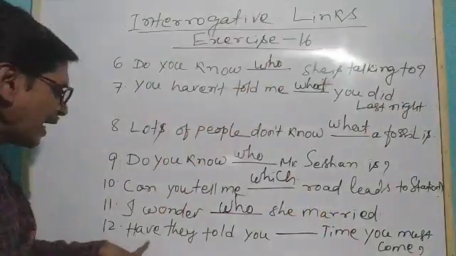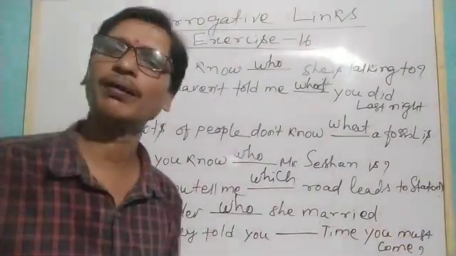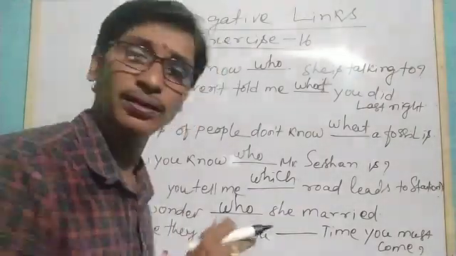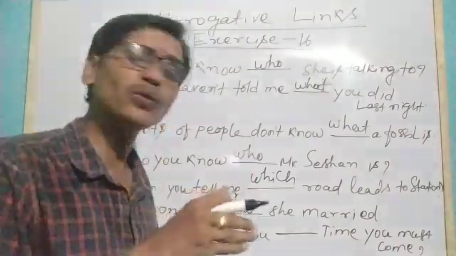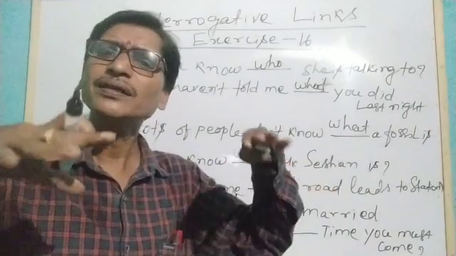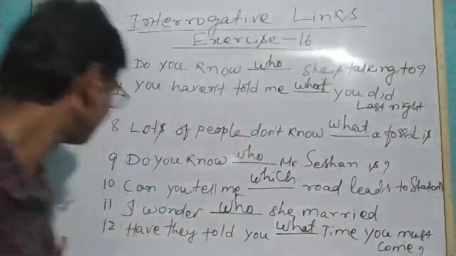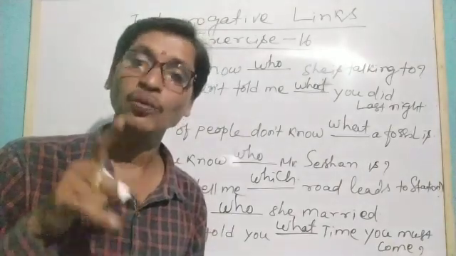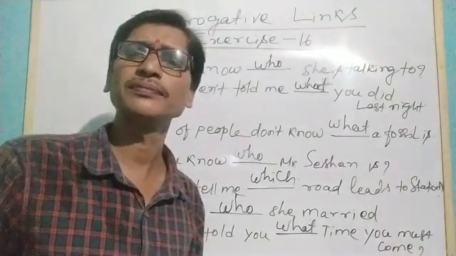Understand? Similarly, have they told you what time you must come? Though it is time, we can use not when, because we are not asking about the time. Here the specified time means a specified situation. So we can use what for this. Have they told you what time you must come? This is the question. Yes, they have told me I must come at 9:30.